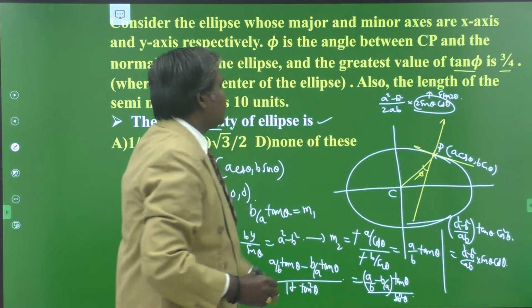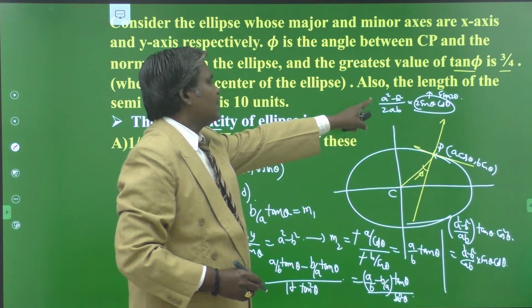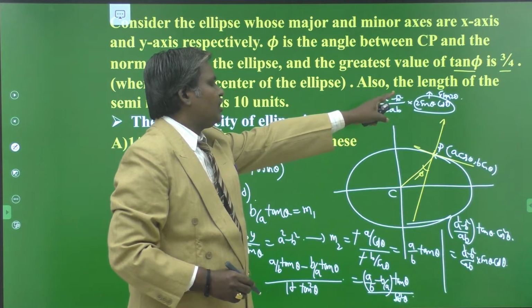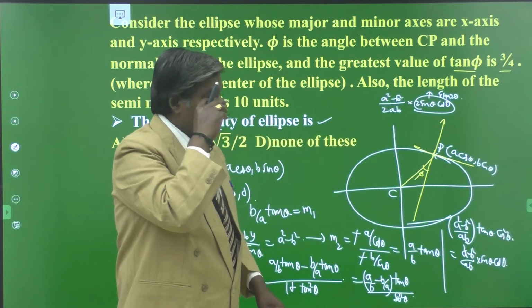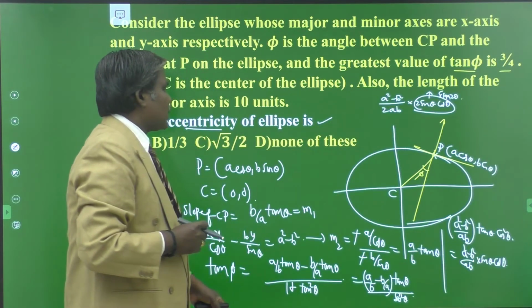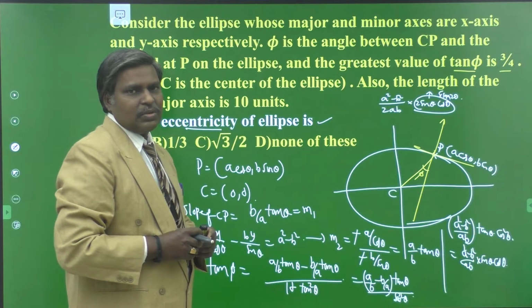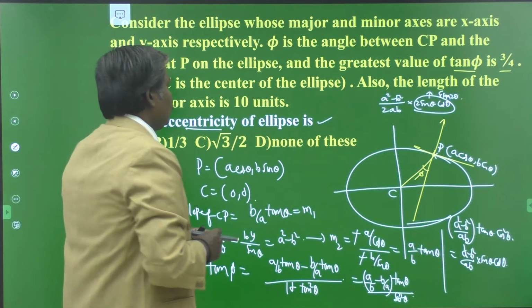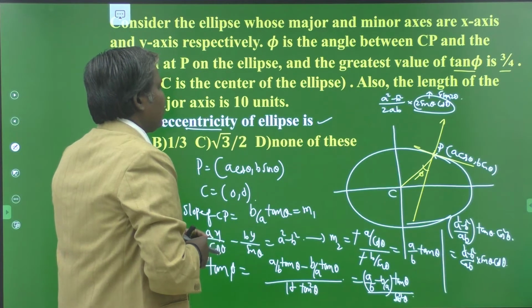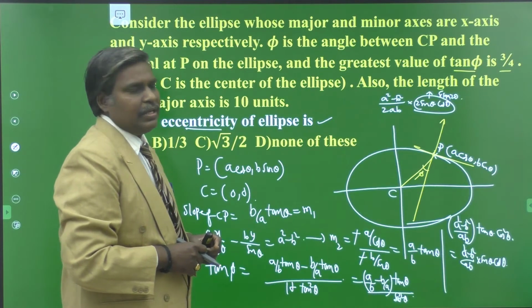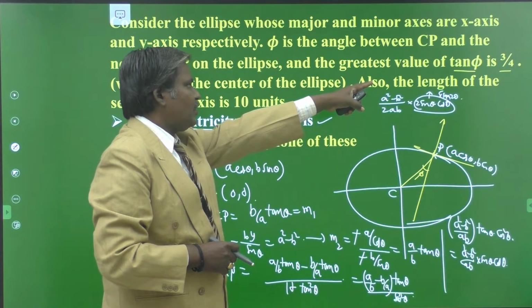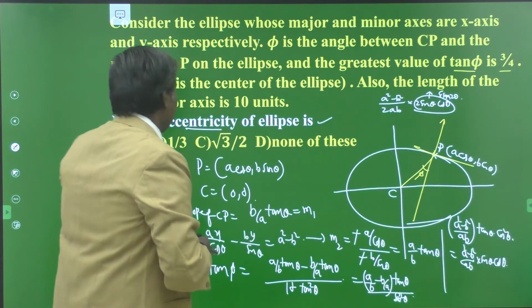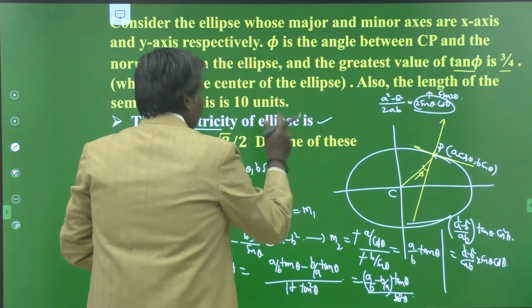Okay. Now what is the maximum for this? (A square minus B square) by 2AB into sin 2 theta. When sin 2 theta is 1, that becomes maximum. So tan phi is maximum when sin 2 theta is equal to 1. So the maximum value is what? (A square minus B square) by 2AB. That is given as 3 by 4. Maximum value is 3 by 4, they are given to you. So equate that maximum value to 3 by 4.